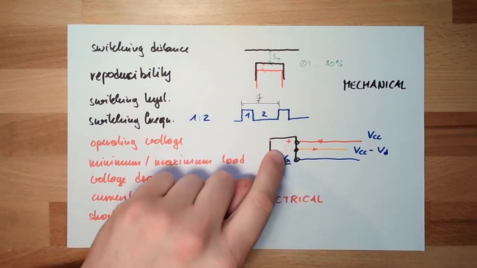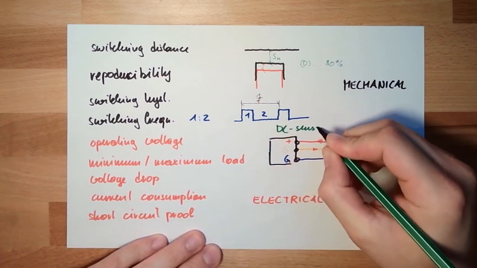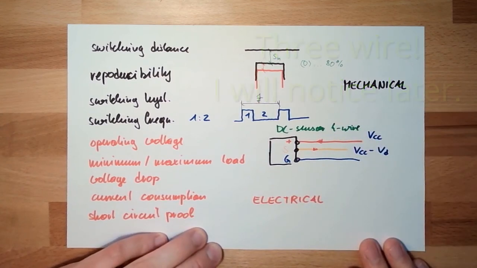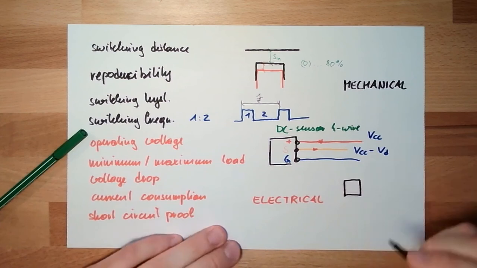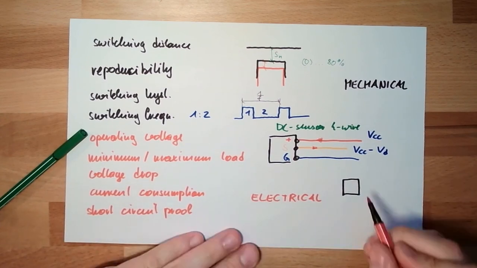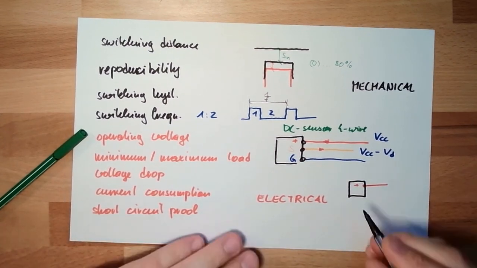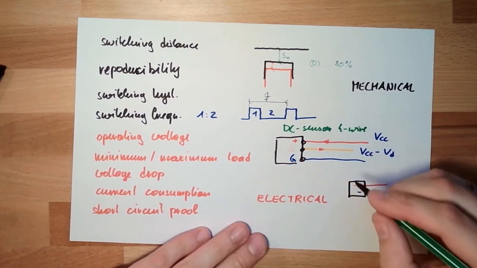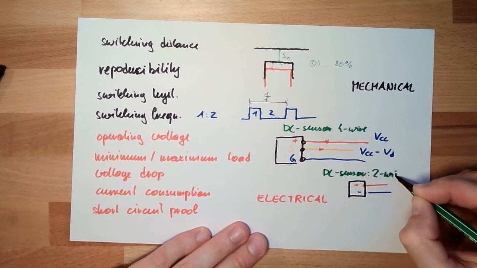What is also different are the output things. Here I have something which is very common. These are DC sensors, four wire. Then there's the possibility of a two wire signal. There's the sensor. It does have plus, and it does have minus. And that's it. This is a so-called NAMUR. This is a DC sensor, two wire, or so-called NAMUR.